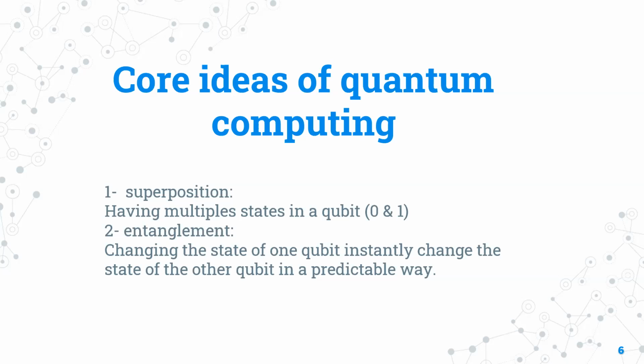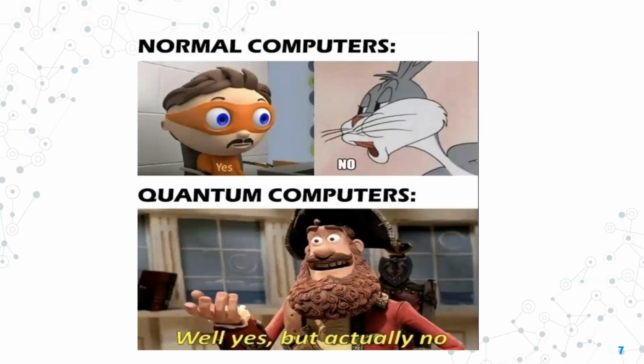ثاني آيديا من الكوانتم فيزيكس اللي هو الانتاجمنت أو التداخل، حيث إذا غيرنا قيمة كيوبت نقدر نتنبأ بقيمة الكيوبت المجاور له، حيث إذا خلينا كيوبت واحد يكون 1 المجاور له 0 أو العكس. هذه صورة تمثل الفرق بين الكوانتم كمبيوتر والنورمال كمبيوترز، حيث أن النورمال كمبيوتر يكون yes 1 or 0 no، بس الكوانتم كمبيوترز يكون yes and no.